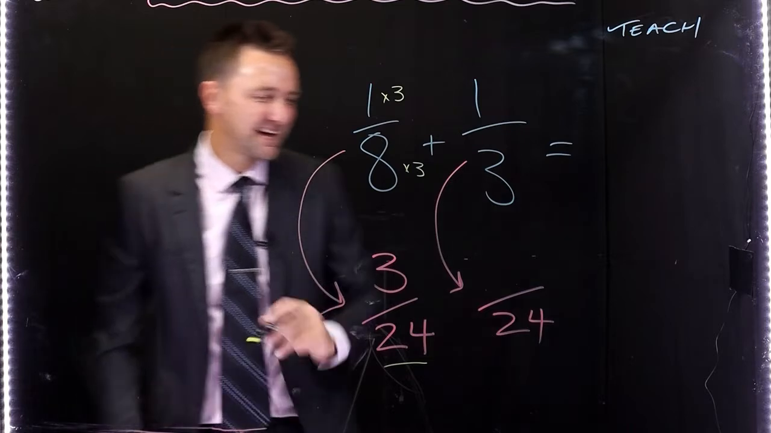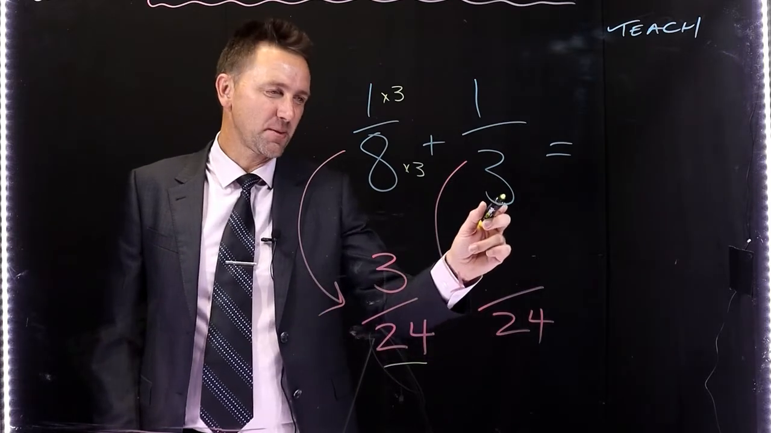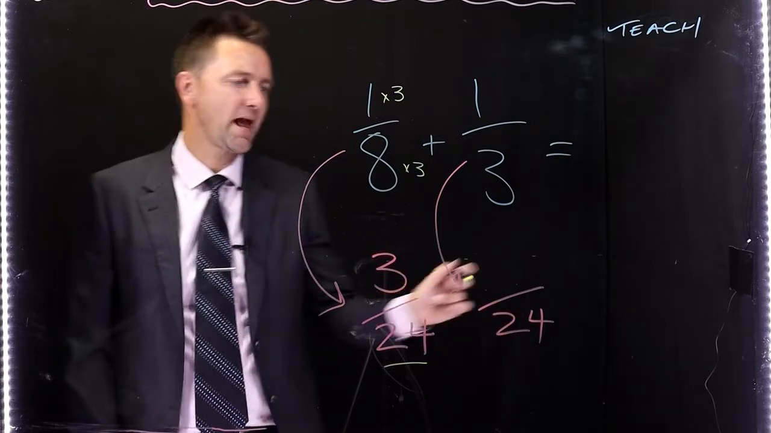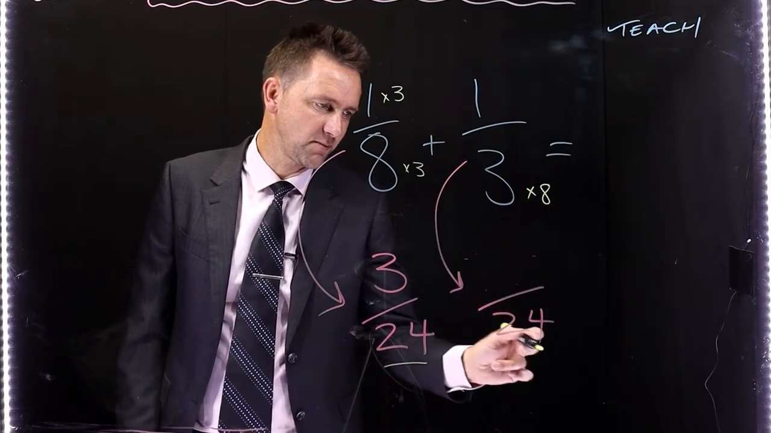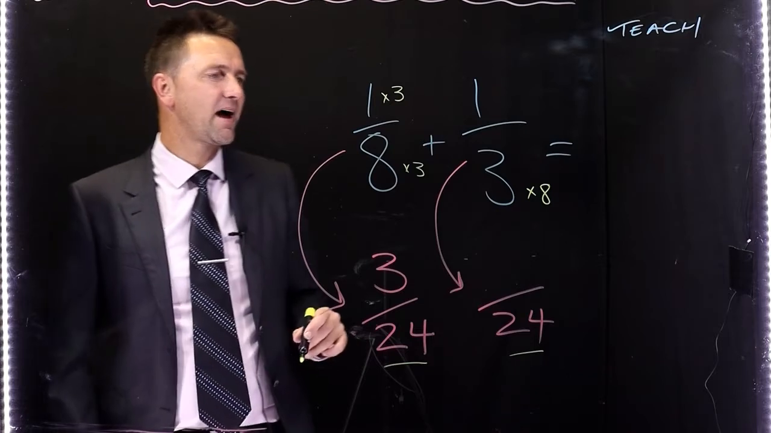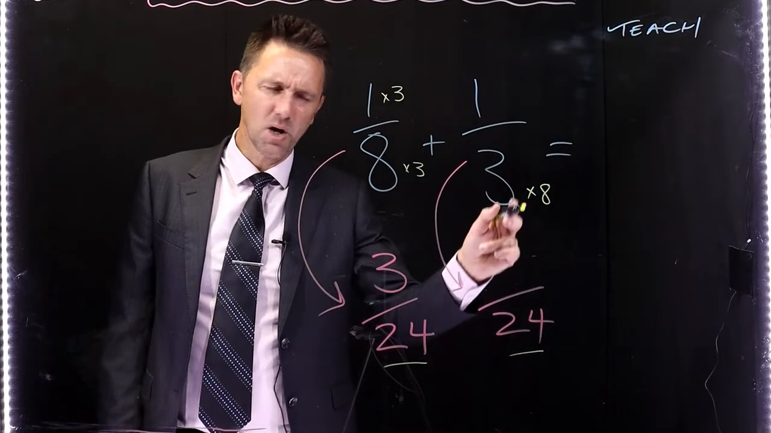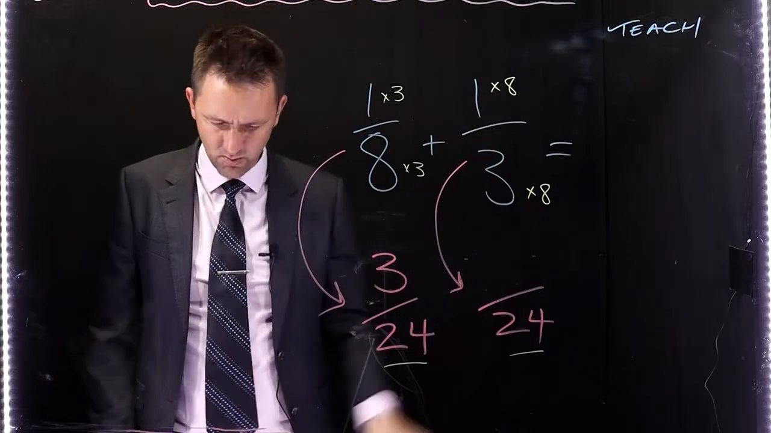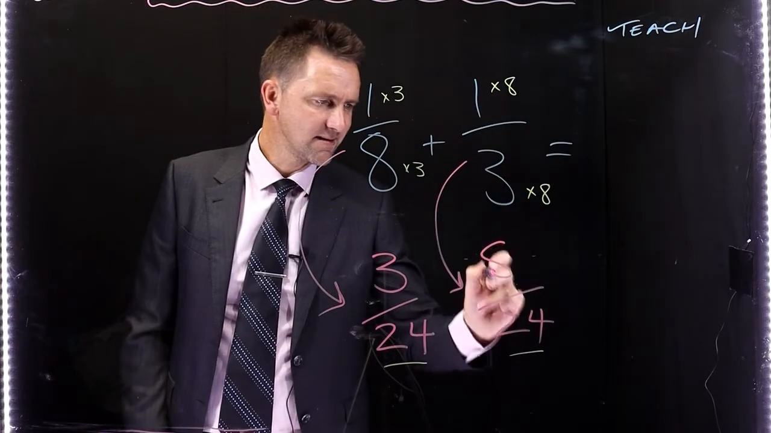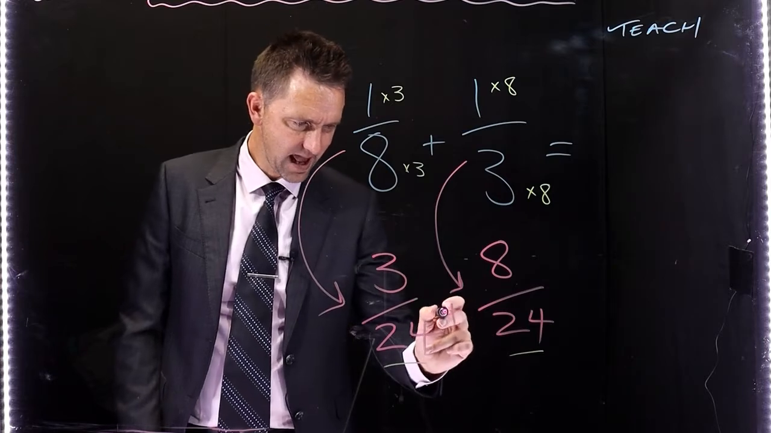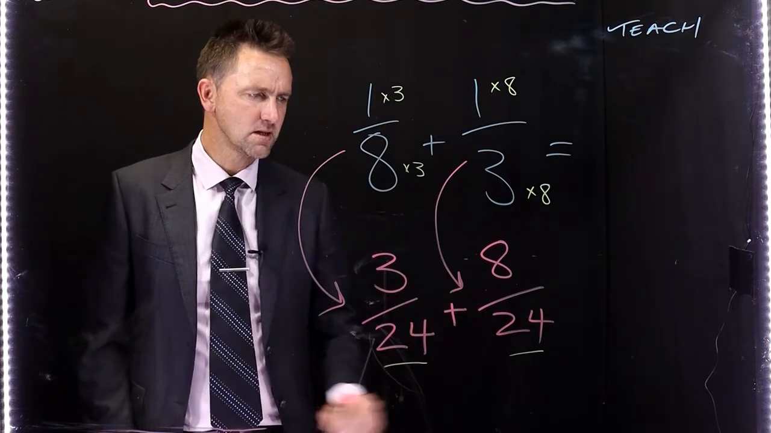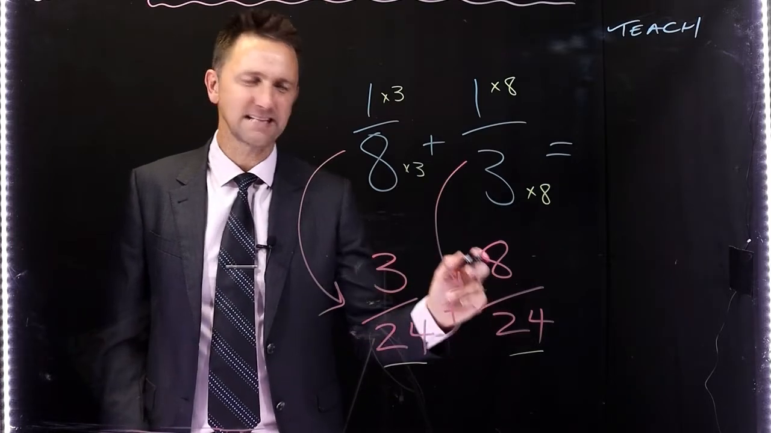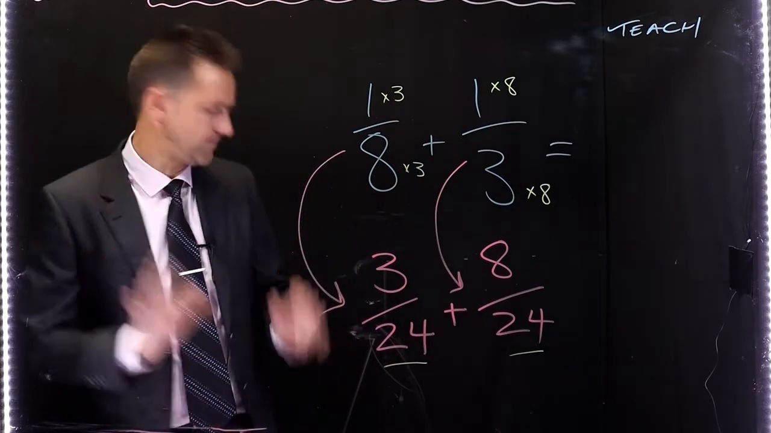Okay, here we go. Now, how do we turn 3 into 24? What do we times by to get to 24 for 3? We times by 8. So, 3 times 8 equals 24. That bit's done. Okay, but whatever we do to the bottom, we've got to do to the top. So 1 times 8 would then equal 8. So look, our new sum is 3/24 plus 8/24. That's our new sum.